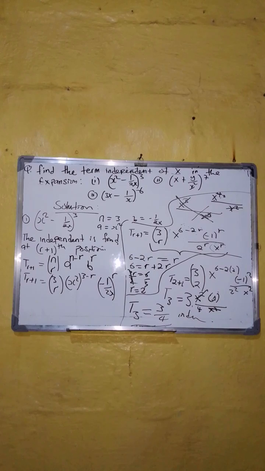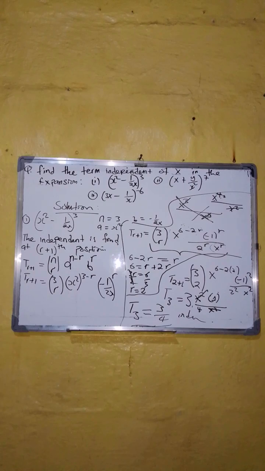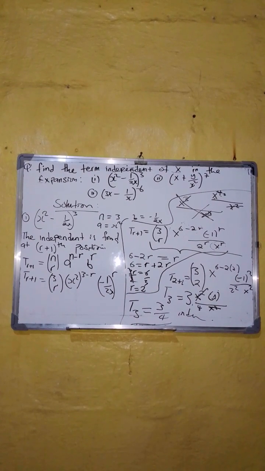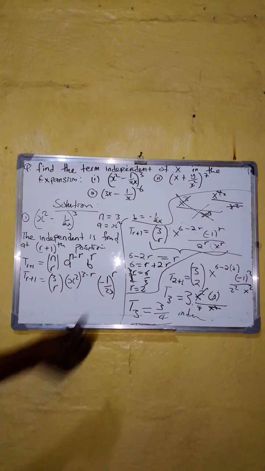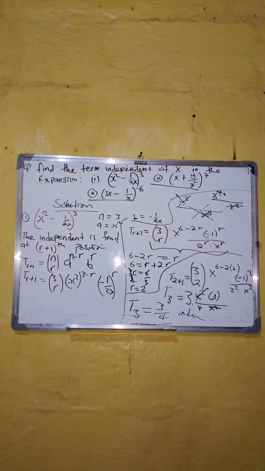So every time you are taught to find the independent term, solve for r first. After solving for r, place r back in the equation to find that particular term which you are looking for. Are we okay? So your task is to make sure we work out the second one and the third one. Work out those two to find the independent term of x.